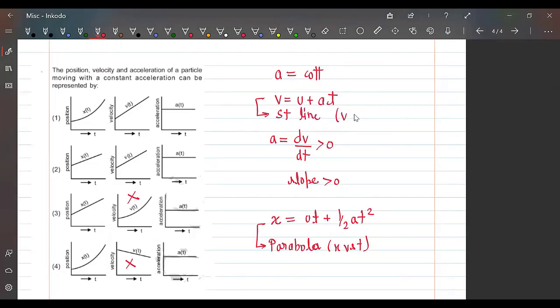The VT graph will be a straight line. V versus T graph is a straight line. So these two options are cancelled out. And the position time graph here is a straight line. So this will also be cancelled out. So first option would be correct here.